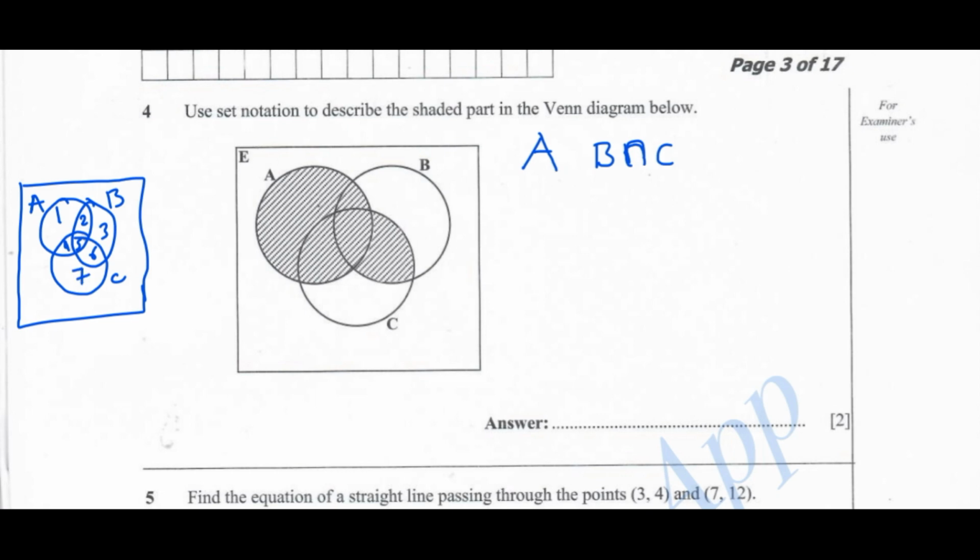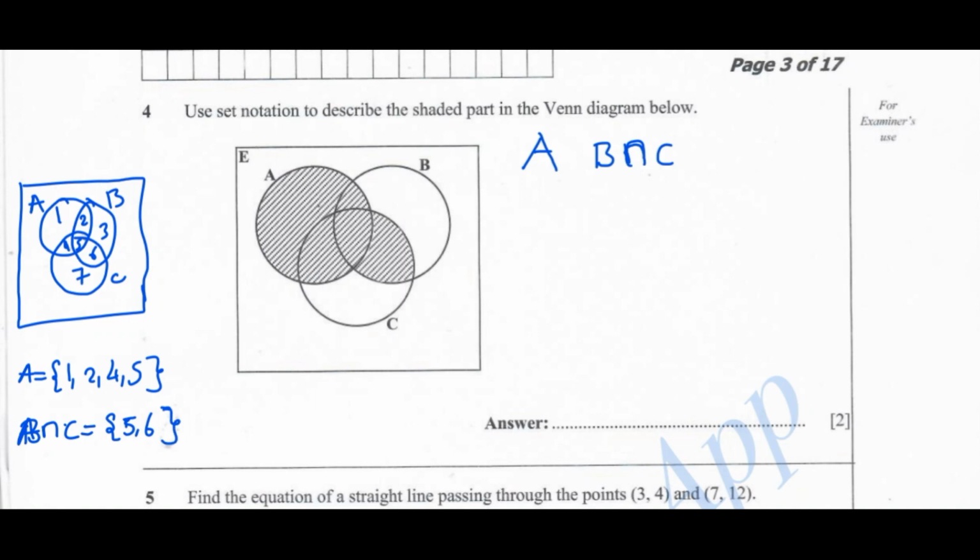So let us first begin by listing the elements of set A. So it's 1, 2, 4, 5. Then let's find B intersecting C. So B intersecting C will be 5, 6.